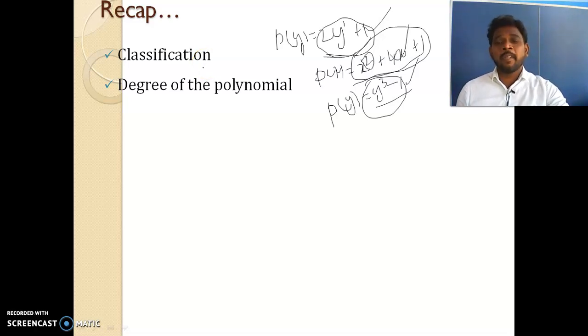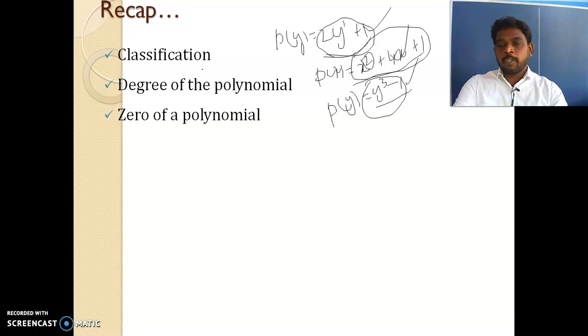Then after that, nth degree polynomial. That is, suppose a polynomial has 7 as the maximum power, it is called a 7th degree polynomial. Like that. And look at the next one, zero of the polynomial.